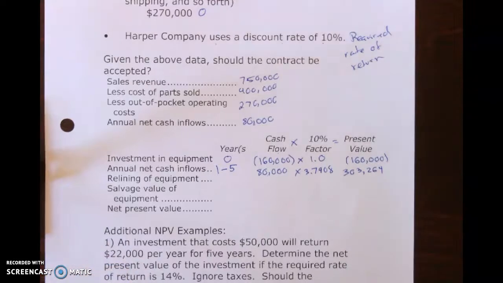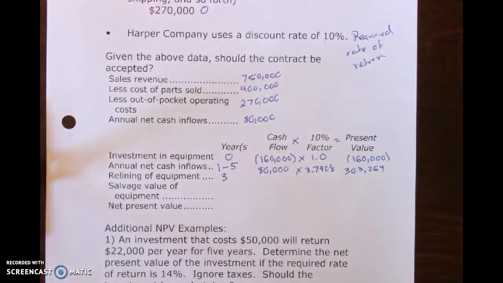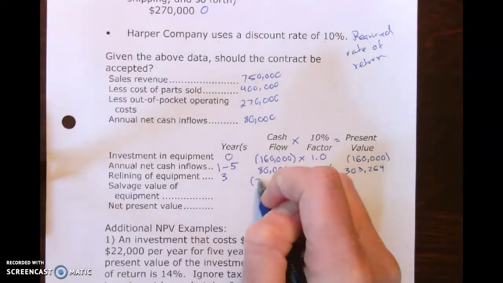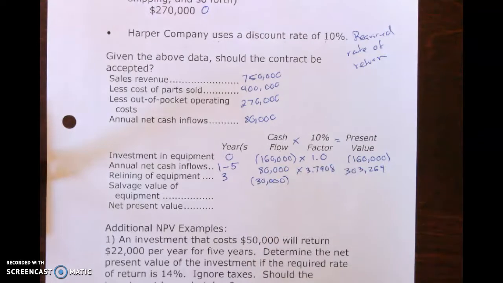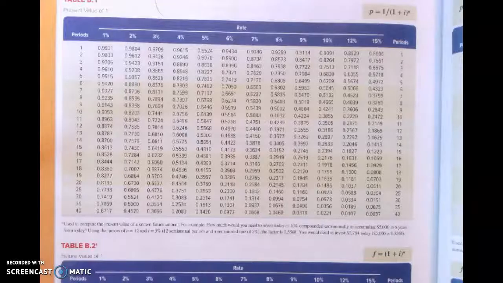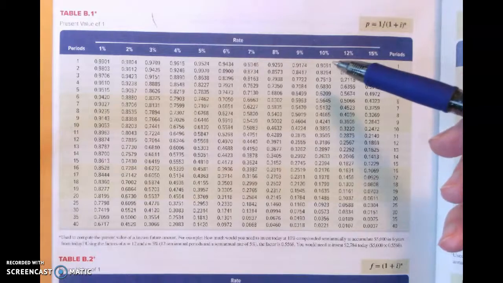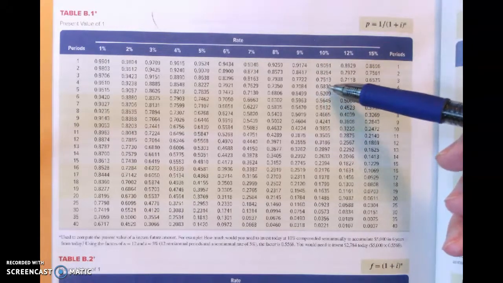303,264. The relining of the equipment occurred in year 3, if you're following along in the course back. The actual dollar amount was a cash outflow, so I'll express that in parentheses. Now that relining of the equipment is a single amount. It's not an annuity. It's not multiple equal cash flows that are equally spaced out. It's a single amount. So what you would do is look in the present value of a single amount table. Here's my present value of a single amount table. It's table B.1 in your textbook, and I'll be looking up 10%, which is my required rate of return, and then I look up 3 years.